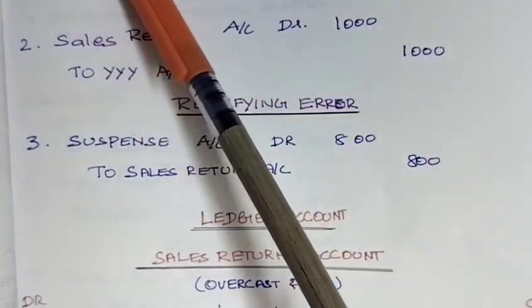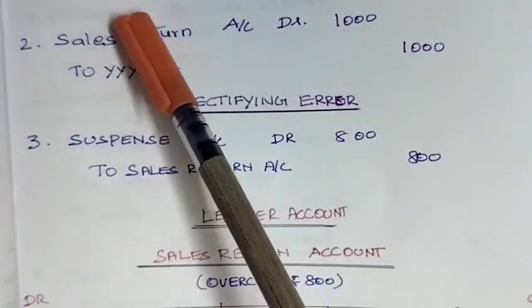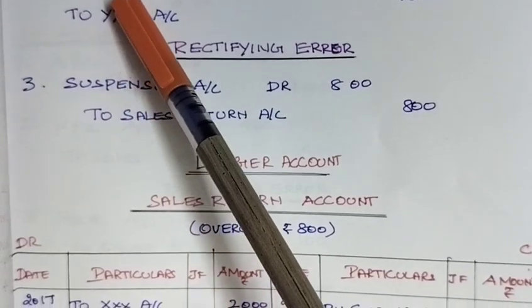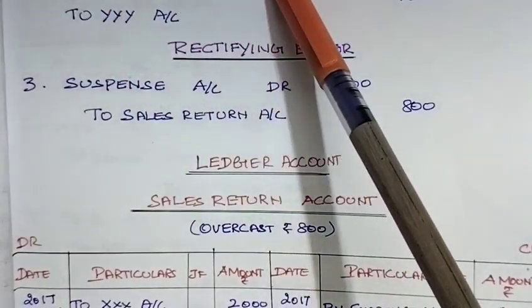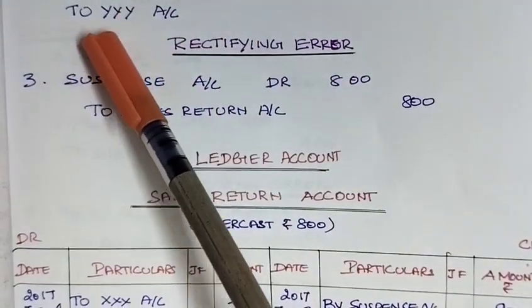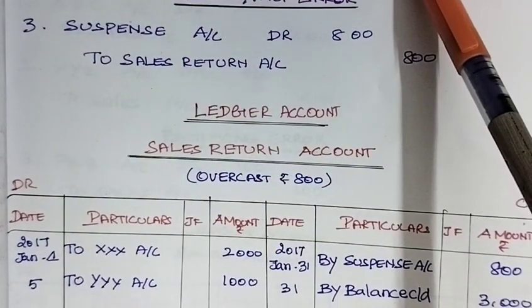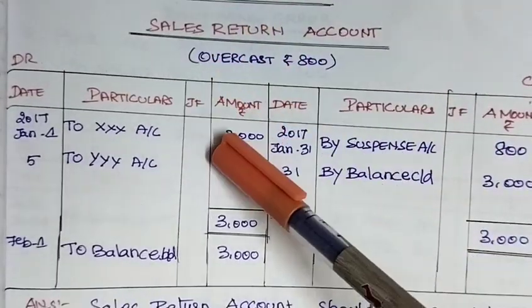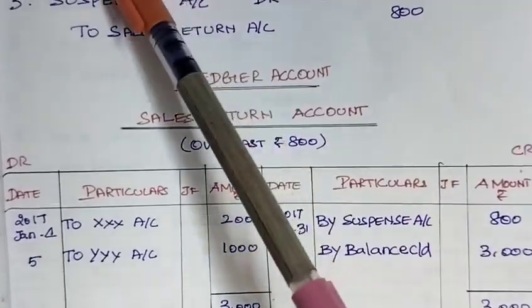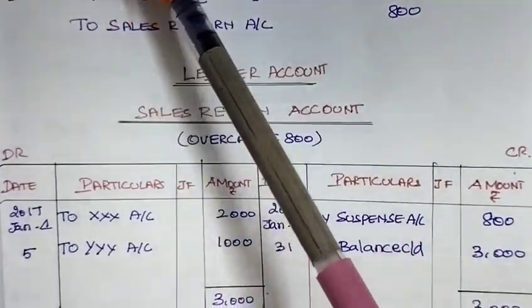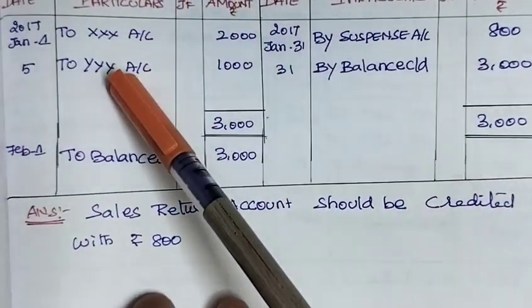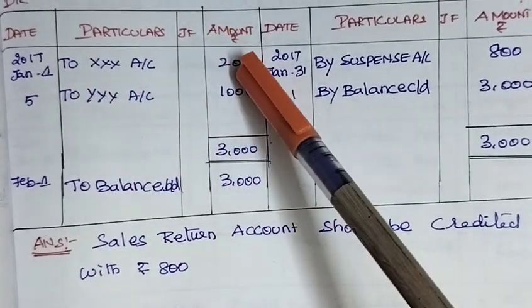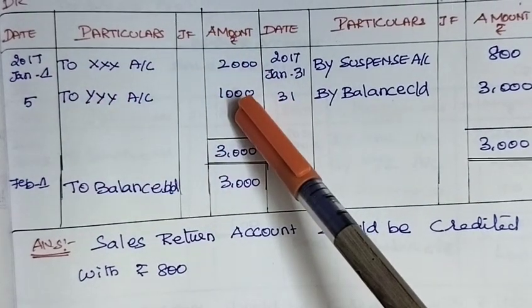Sales return account debtor 2000 rupees to XXX account 2000 rupees, and another journal entry for sales return account is sales return account debtor 1000 rupees and to YY account 1000 rupees. This is the original journal entry. How do you post it into the ledger account? The sales return account shows on the debtor side. So in the ledger account debtor side, you have to write the opposite account, that is XXX account 2000 rupees and YY account 1000 rupees.